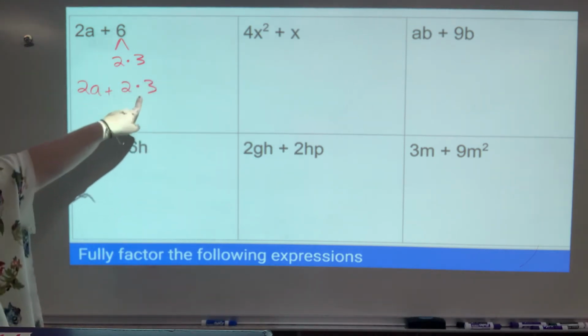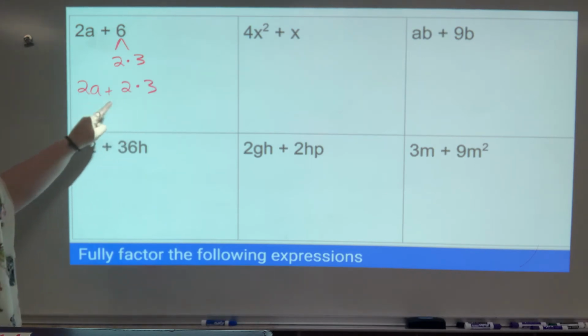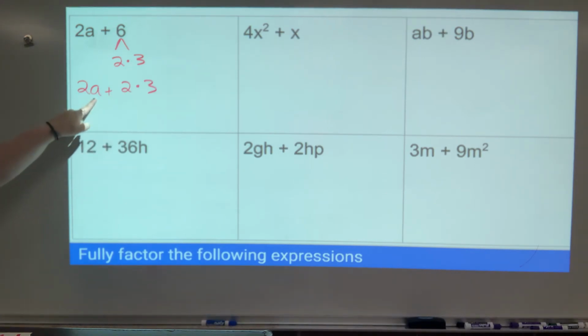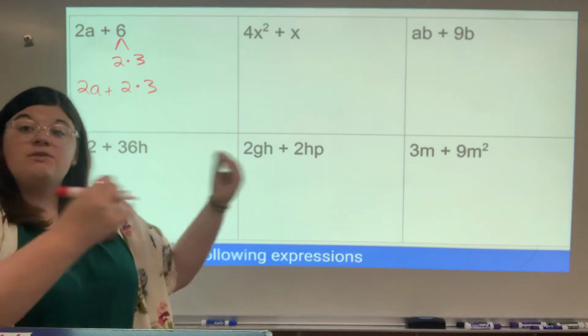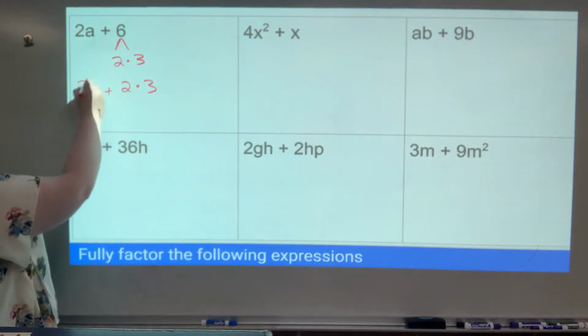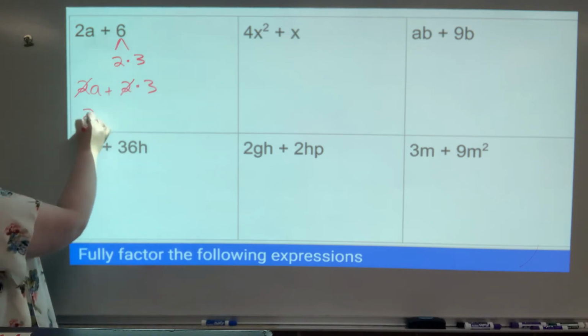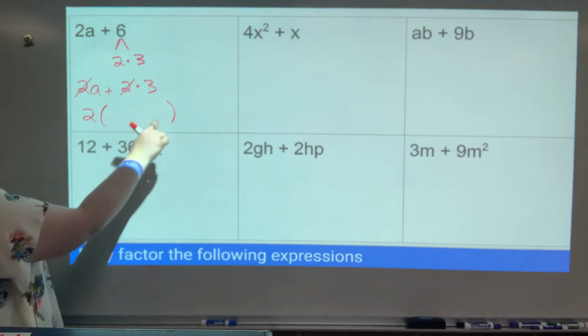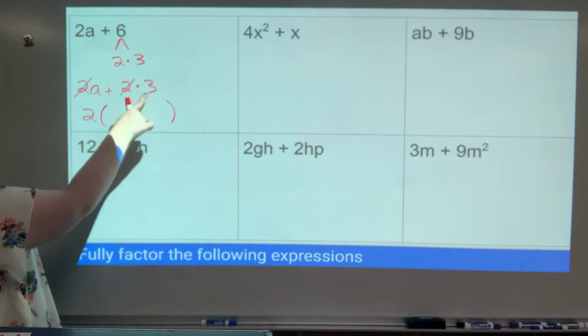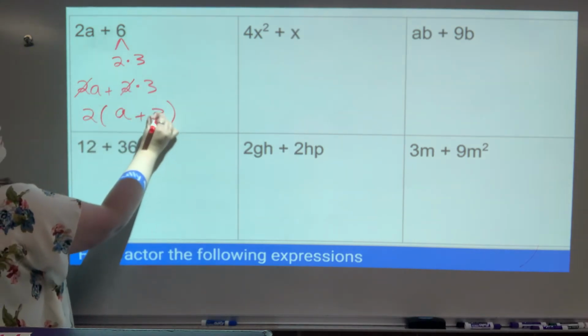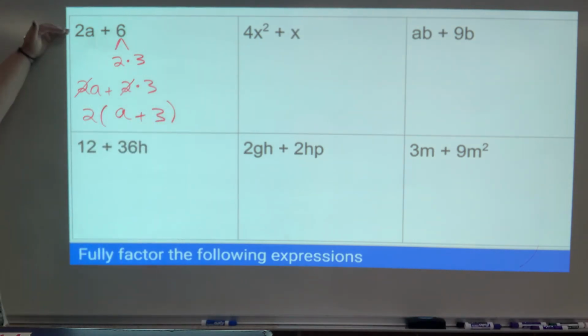In here, what is my greatest common factor? I have a 2, an A, and I have a 2 and a 3, so 2 would be my greatest common factor. If I had to pull 2 out, if I had to factor out a 2 from here, think about it like dividing both of your terms by 2. So I pulled that out. What's left in the parentheses? A plus 3. All right, so this is how you would factor out that expression fully.